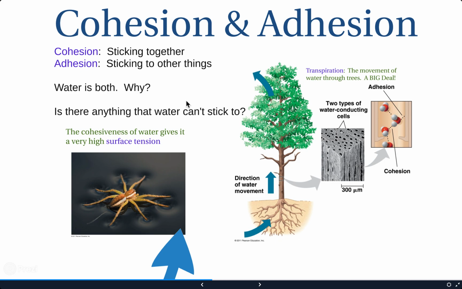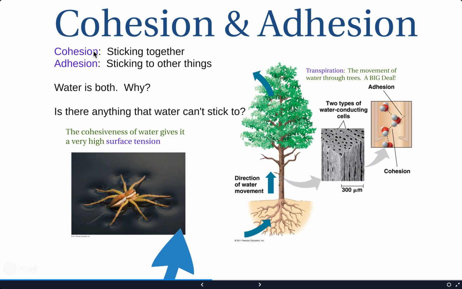This allows for even another emergent property, for example, surface tension. The cohesiveness of water gives it a very high surface tension. So this water strider basically is walking on water because the water is creating a dense surface for it because it's light enough, though. We couldn't do that because of our weight. But things that are light enough can actually walk on water because of this cohesiveness of water, and that causes the emergent property of surface tension.